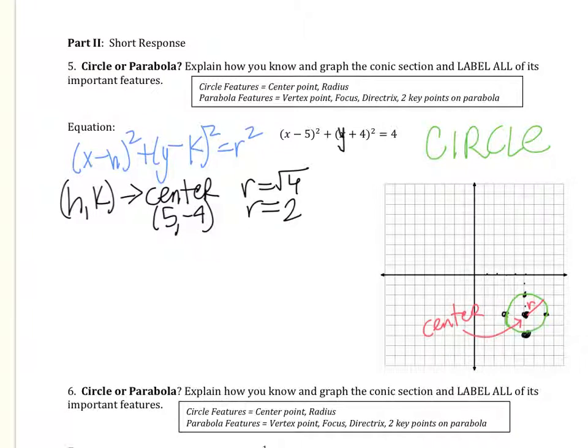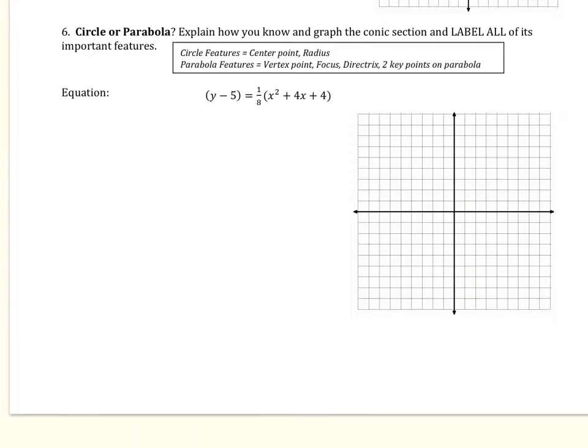Okay, so down here for question 6, again they're asking is it a circle or parabola? And what I hope you noticed is that there is only one variable that's squared and the other is linear, so that's raised to the first power. So the first thing I want to do is eliminate this 1/8. So I'm going to find the reciprocal of that. The reciprocal is 8 over 1, so I'm going to multiply everything by 8 over 1.